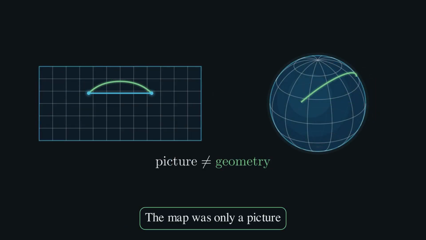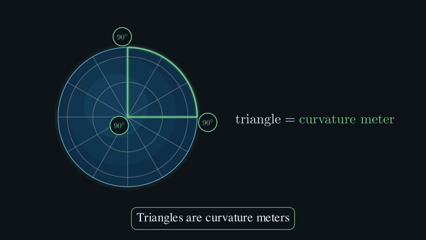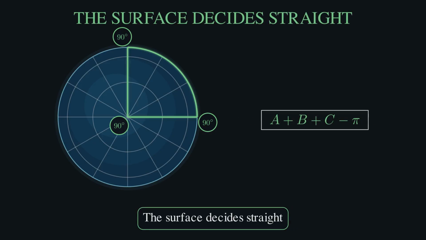The flat map never changed the route's geometry. It changed only how the supporting surface was represented on screen. The portable rule is simple. Build geodesic sides, measure the three corners, then compare their sum with 180 degrees. The surface decides what straight means, and the triangle reports the curvature. On a changing surface, the same meter reads the average inside.